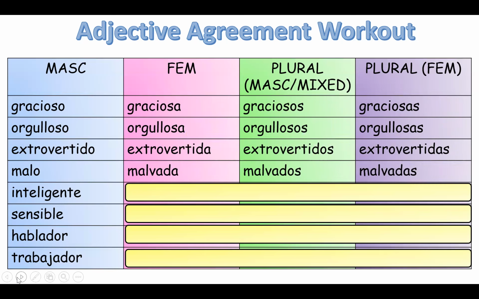Apologies there, malvada is given as an option there too. A little bit worse than malo, bad. Malvado would be evil. Maybe you do have somebody in your life that you need that adjective for.